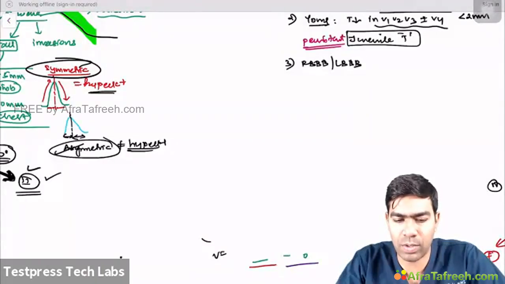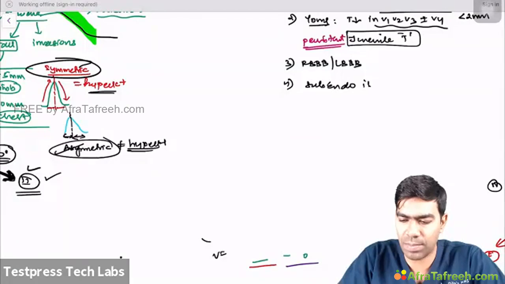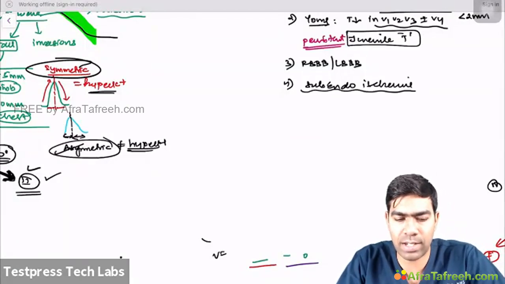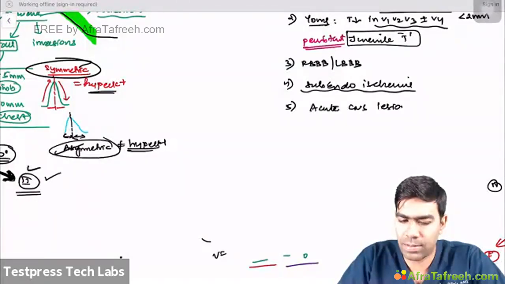So what are the conditions that are going to produce T wave inversions? And of course, subendocardial ischemia once again can produce T wave inversion. Even STEMI can produce it in stage 3. But subendocardial ischemia is the most important answer as far as exam is concerned. Then, most importantly, acute CNS lesion.